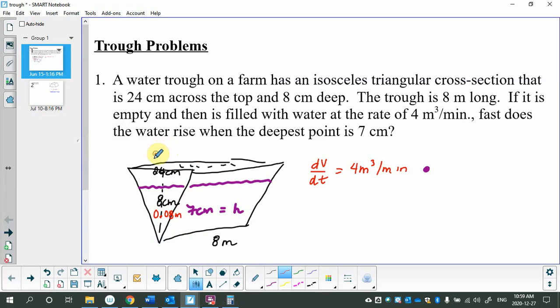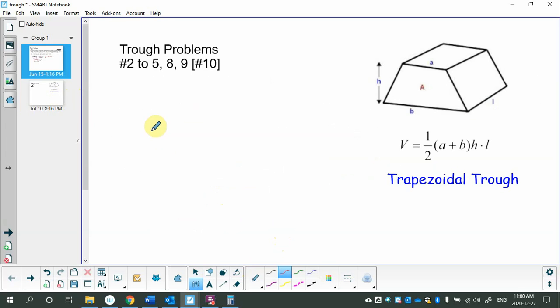Which makes this 0.24 meters and makes this 0.07 meters. So now I have those values. So back to this picture.